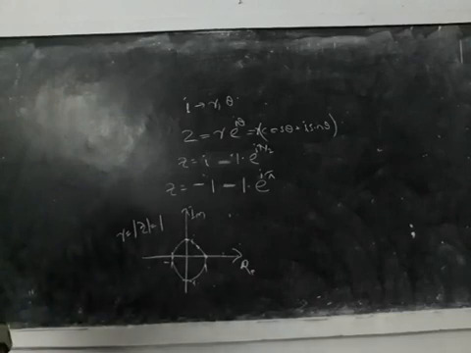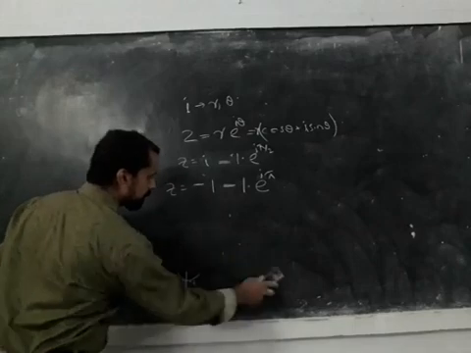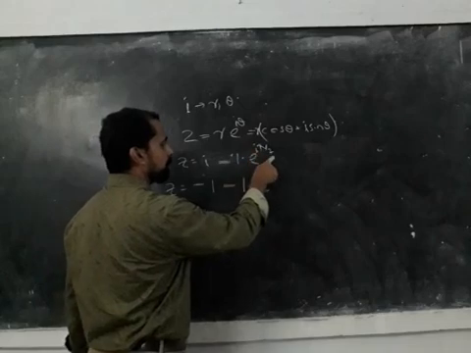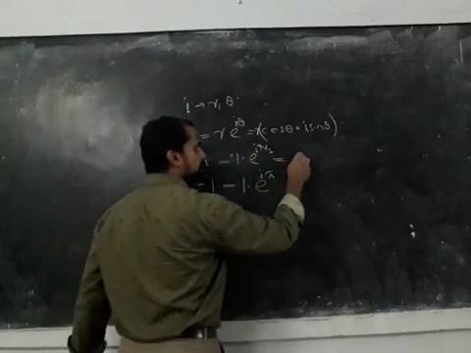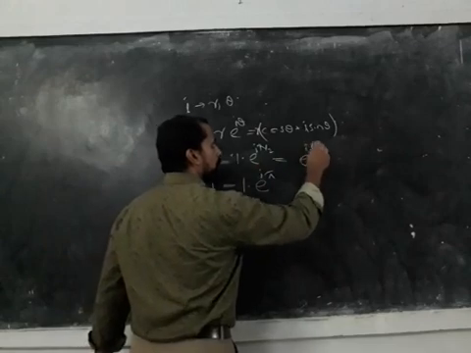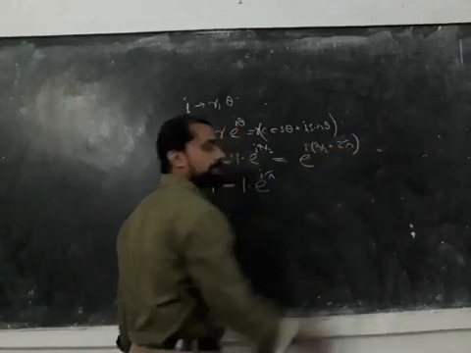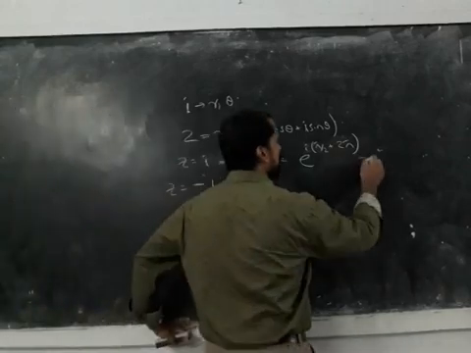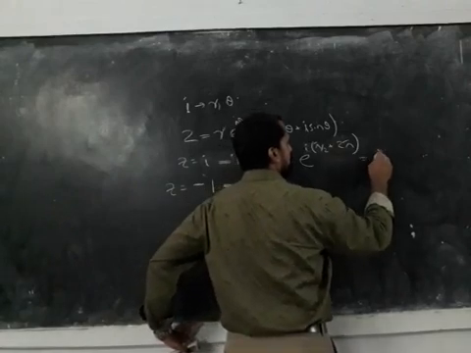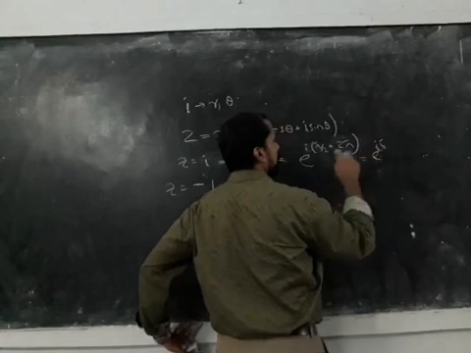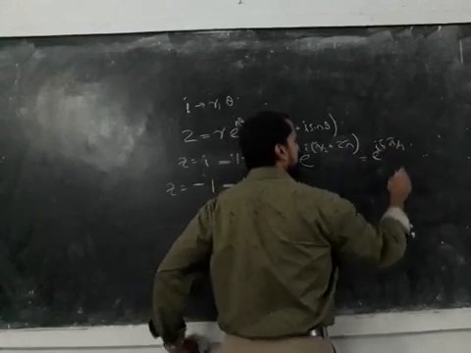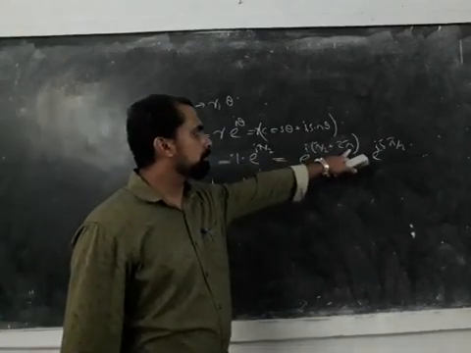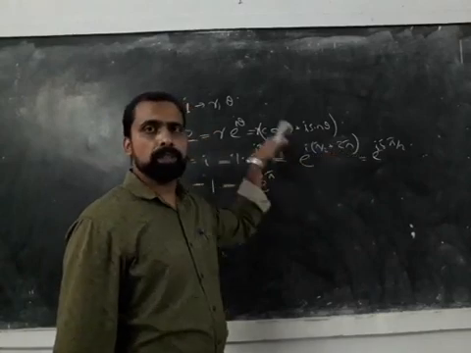I told you i is equal to 1 into e raised to i pi by 2. Or you may write it like this as well, e raised to i times pi by 2 plus 2 pi. I can add any multiple of 2 pi, so that will also give the same point. So that is equal to e raised to i times 5 pi by 2, or if you add 4 pi, you will get another one.